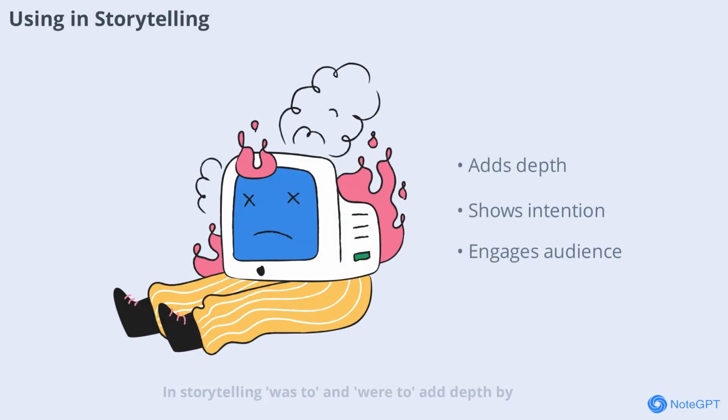In storytelling, was to and were to add depth by showing what characters intended or were expected to do. For example, the hero was to save the city but fate intervened. This makes your stories richer and more engaging as readers or listeners understand the original plan and what changed.